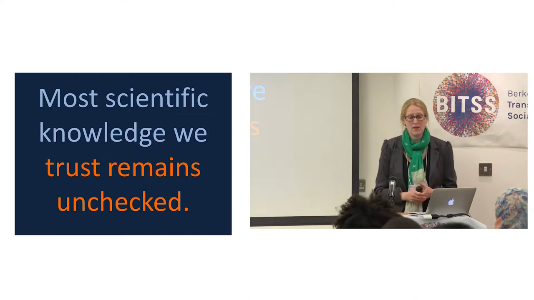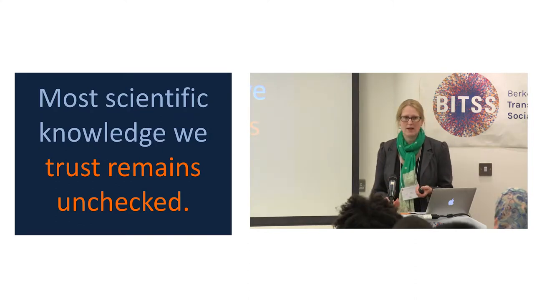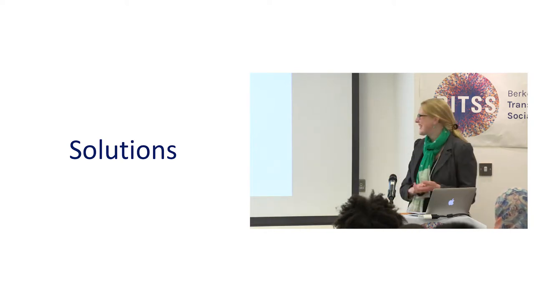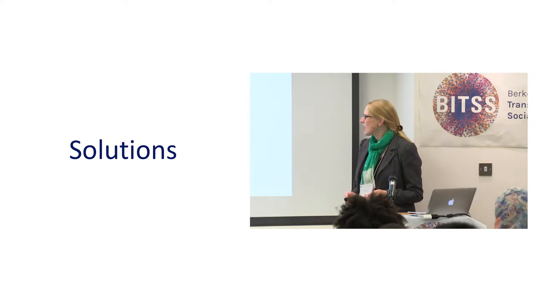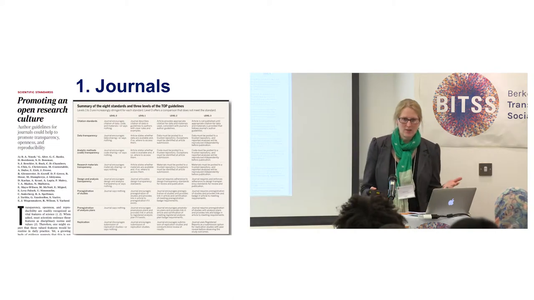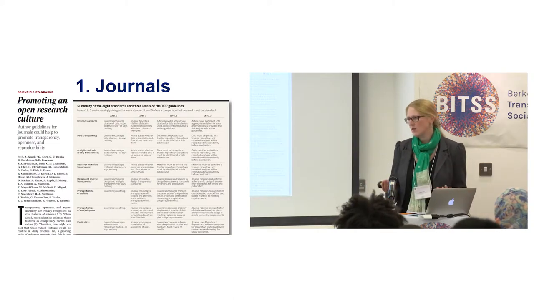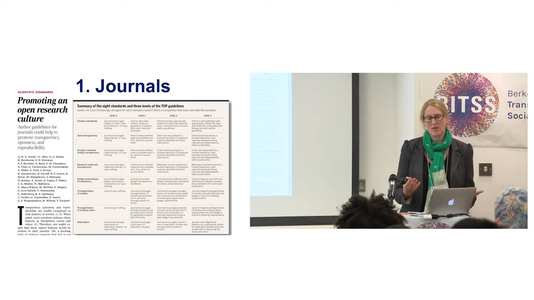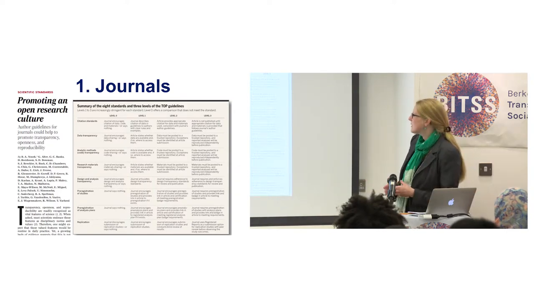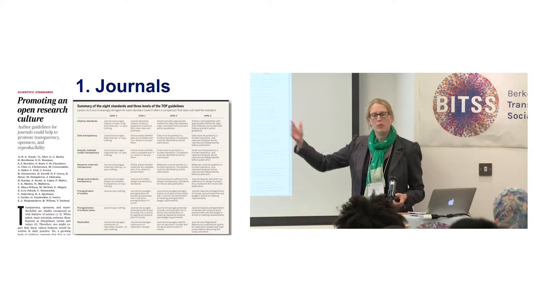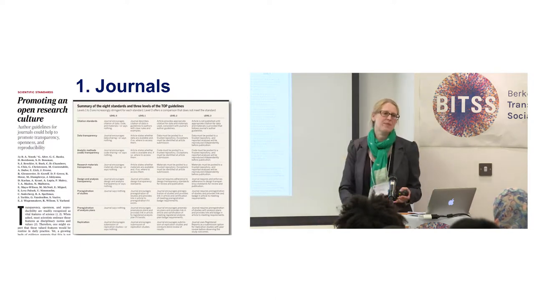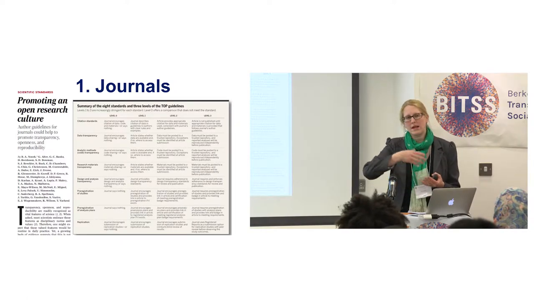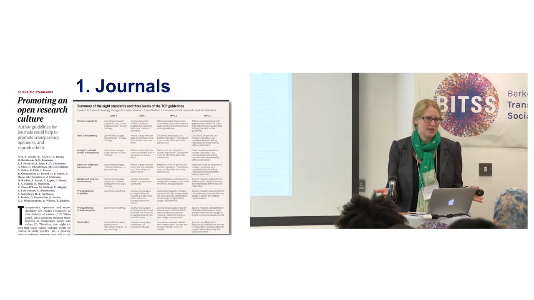So most scientific knowledge we trust remains unchecked. And there are some solutions, of course. The most obvious one is probably journals, right? They have big leverage. Everyone needs to get published. So if journals adopted better and stricter replication policies, like maybe according to the TOP guidelines here, this could really help. Because if you don't get published unless you upload your data, that is a good incentive, right?